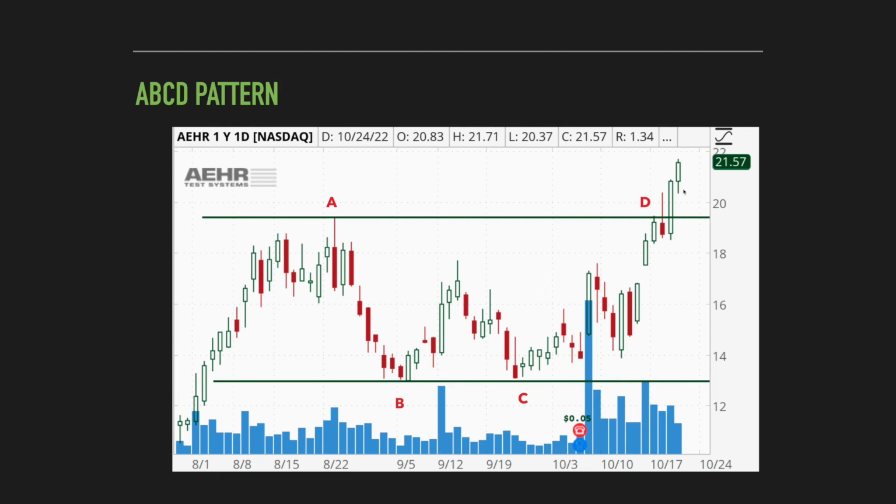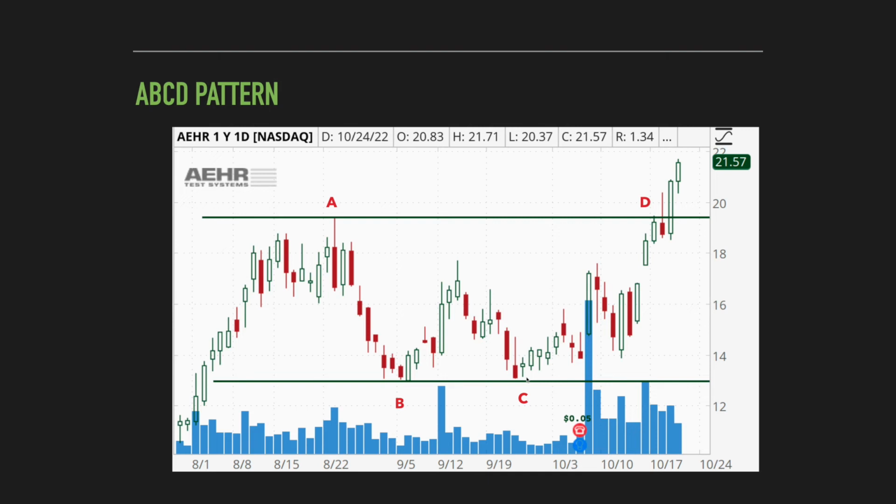Now I do want to say that this is a really great example of why I personally prefer to trade the dip buy at point C as opposed to trading the breakout at point D. The reason for that is because we can see that if we're buying this dip down here at point C, even if the stock fails to break out at point D, there's still going to be plenty of room for profit before that happens.